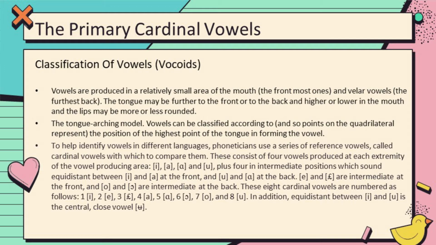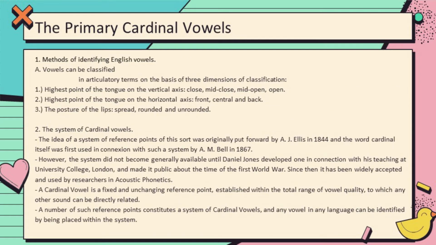These 8 cardinal vowels are numbered as follows: E, A, A, A, O, and U. There are 8. In addition, equidistant between E and U is the central class vowel. First, method of identifying English vowels.